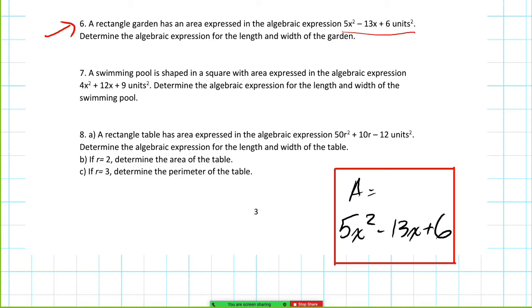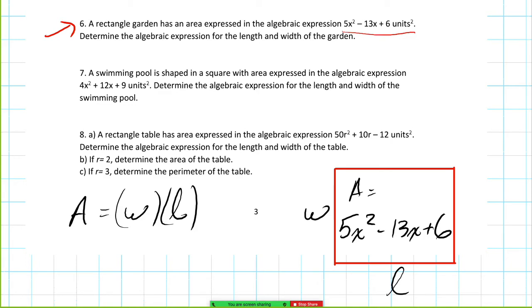Okay, so in other words, let's decompose area. Area for a rectangle is just the width times the length. So we need to figure out what this width is and what the length of this object is. We need two products. Now this is a whole version of something. This is an entire expression.